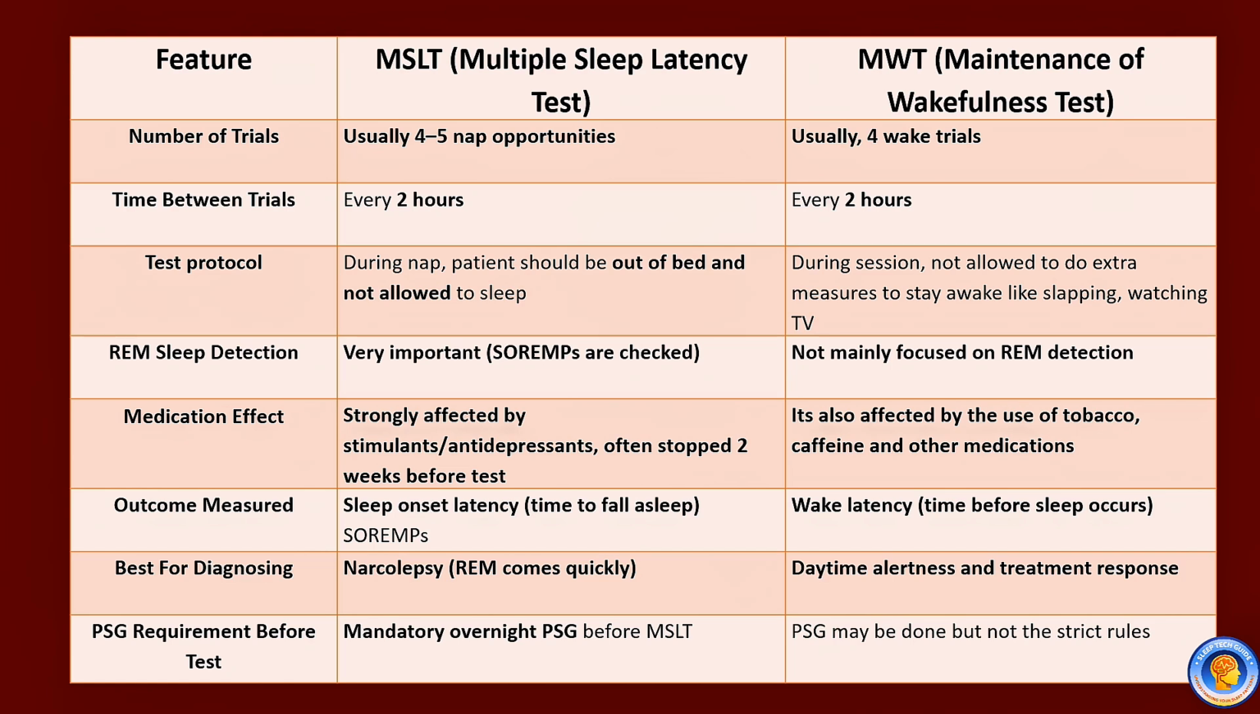First row, number of trials. One test usually has 4 to 5 nap opportunities. The other has about 4 wake trials. So immediately think naps versus staying awake sessions. But notice something important. Both are spaced every 2 hours. This keeps the testing standardized and fair.